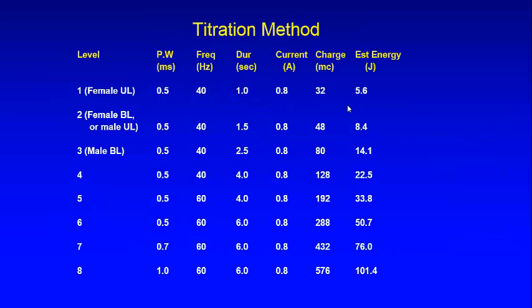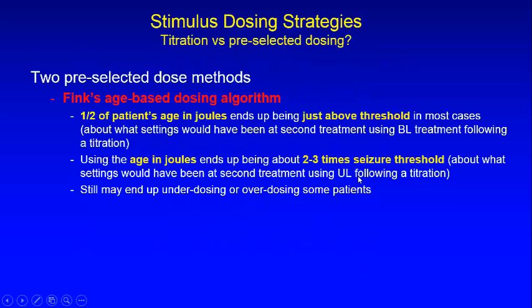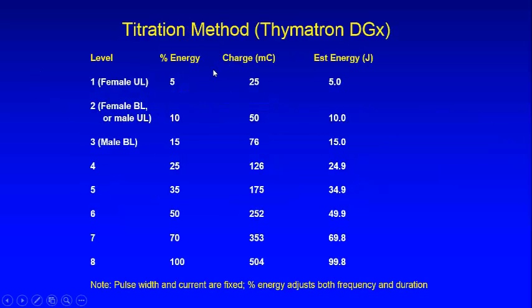So basically, the idea would be, let's say you've got a 50-year-old patient coming in. If you are doing a bilateral lead placement, you would set the machine for about 25% energy, right? Or using the Thymatron machine, again, you'd use about 25% energy, 25 joules for a 50-year-old if you're doing bilateral. On the other hand, if you were doing right unilateral and you wanted to be about 2 to 3 times threshold, you'd set the machine for about 50% energy at the first setting. And that works out for the majority of cases to be about right.